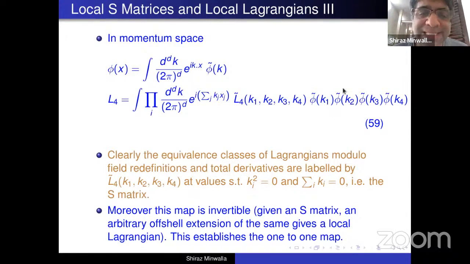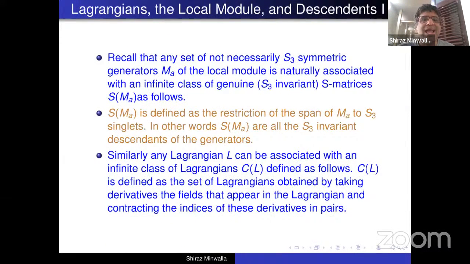But that is also precisely the data that classifies S matrices. S matrices are the interaction terms in the Lagrangian, except that we always evaluate these interaction terms on shell, so k1 squared is set to 0. Two terms that differ by k1 squared are set to be equivalent. And they're always evaluated on momentum conservation, so two terms are equal as long as they differ by terms that are 0 once you set k1 plus k2 plus k3 plus k4 equal to 0. So this business of classifying S matrices is the same as classifying Lagrangians, modulo field redefinitions and modulo total derivatives.